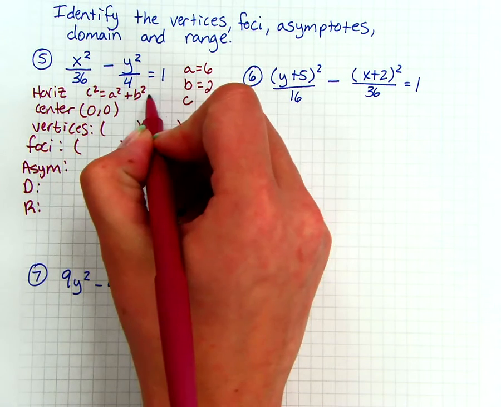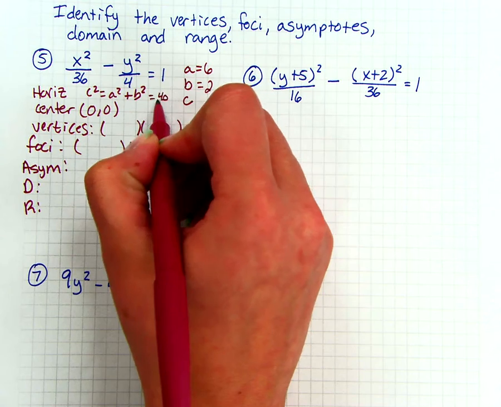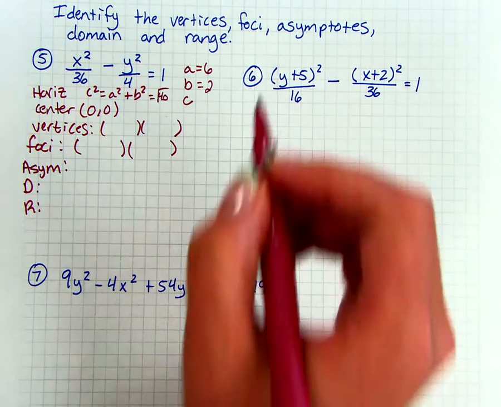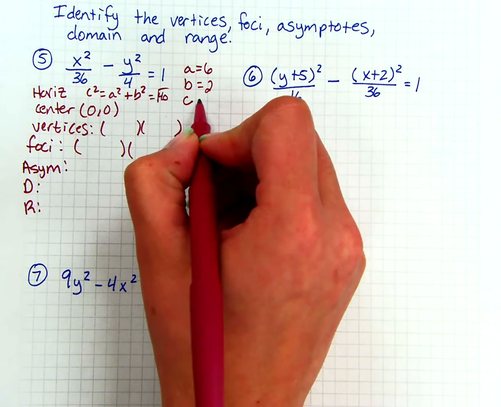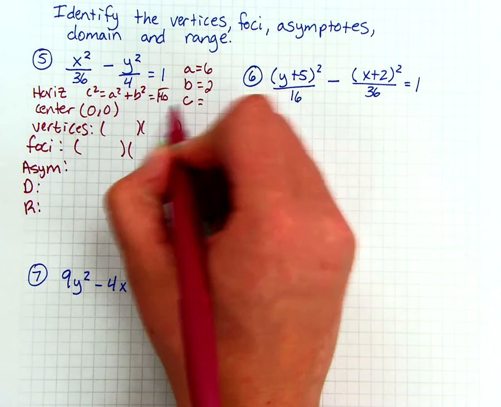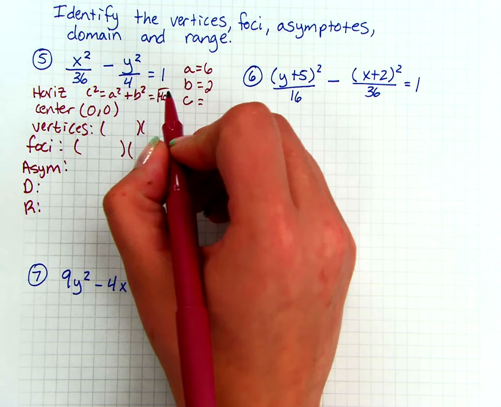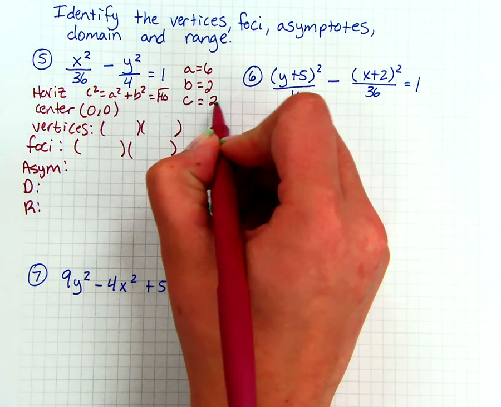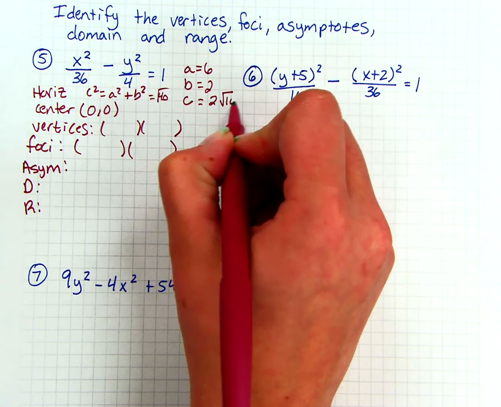Okay, so again, we just added to get 40. And then we would take the square root of that. So if we simplify it, this would be 4 times 10, and then when we take the square root of 4, we would get 2. So C is going to be 2 square root of 10.